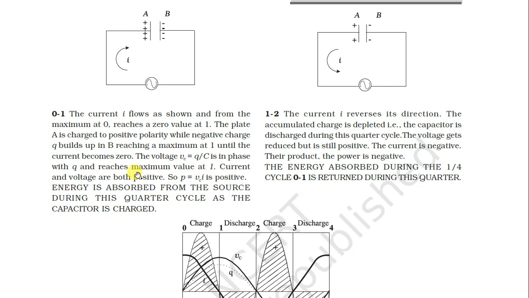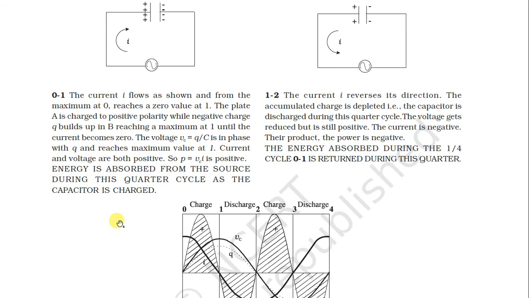The current and voltage are both positive. So P is equal to VC into I, which is positive. So whenever the current and the voltage are both positive, at that time we will get the power P as positive. It means the energy is absorbed from the source during the quarter cycle as the capacitor is charged.